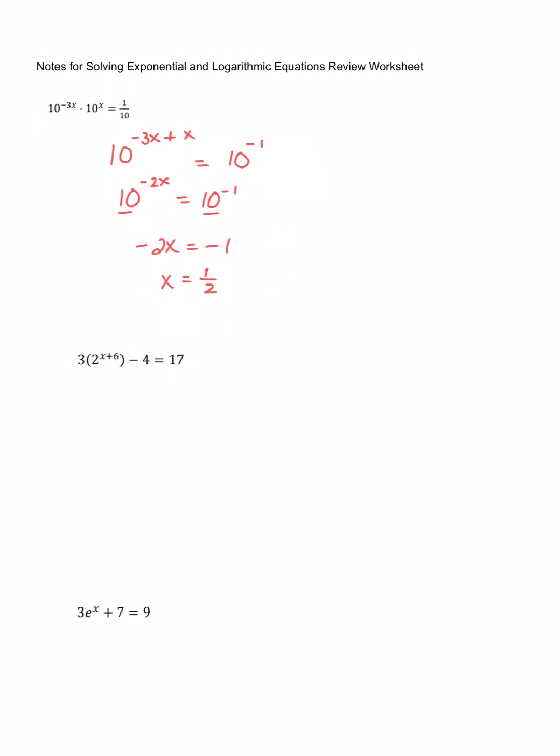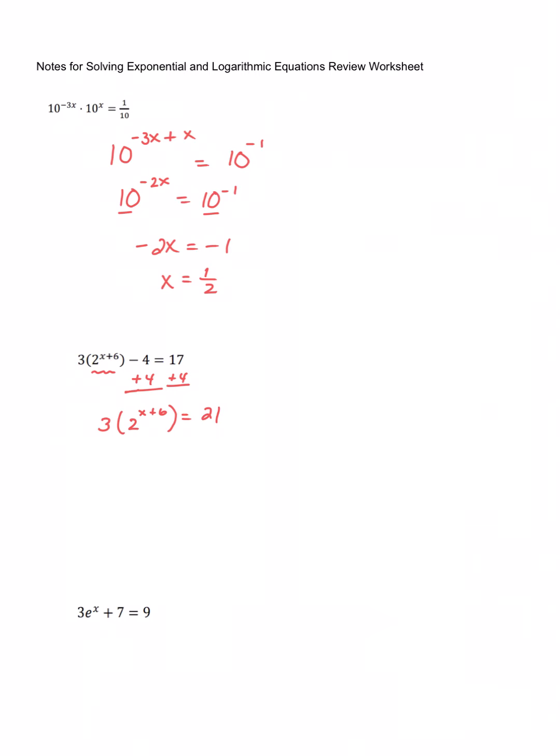In the next example, you will see that you have another exponential equation. We are trying to solve for x, and x happens to be in an exponent. So as with anything in algebra, we need to try to move things away from the variable in order to isolate the variable, and so it will say x equals at the end. So I'm going to go ahead and add 4 to both sides. Which leaves you with 3 times 2 to the x plus 6 equals 21.